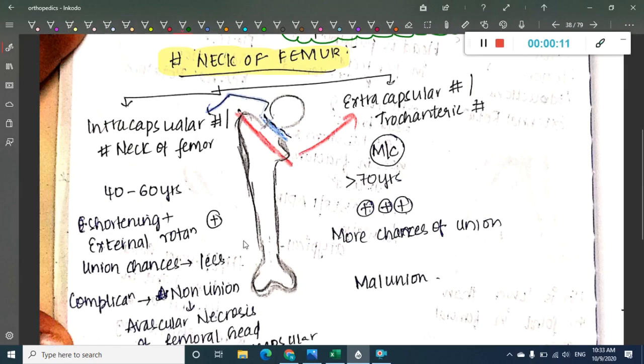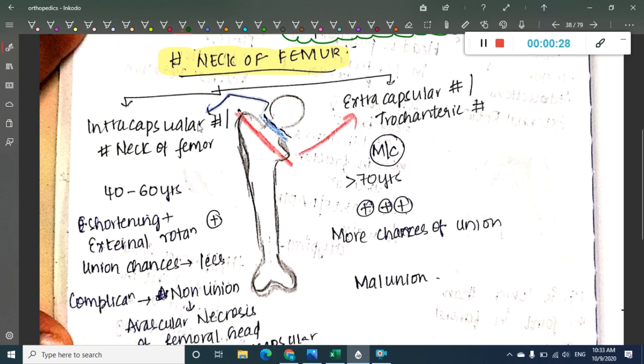Obviously, if this is the femoral bone, this is the head of the femur, this is the neck, this is the greater trochanter, this is the lesser trochanter, this is the shaft of the femur, and we have the lower end. Anyways, we are not concerned with the lower end now.